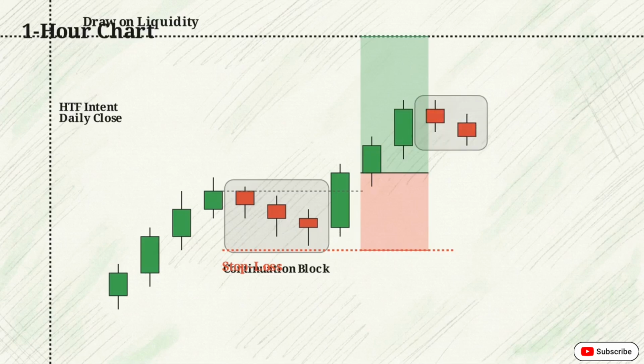Study this new cluster. Where should the stop loss move once the trend resumes? Once price closes above the new down-close sequence, the block is confirmed. The stop loss moves to the bottom of this new block, securing profit as price moves toward the target.